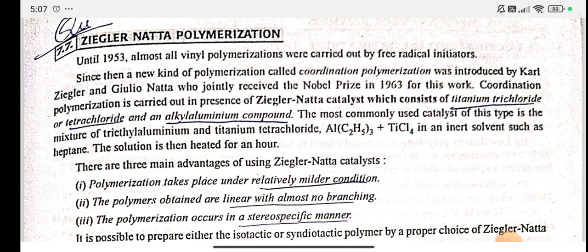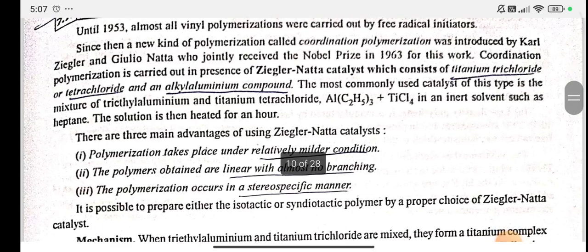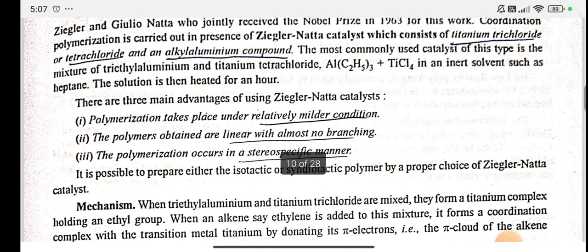Coordination polymerization is carried out in the presence of Ziegler-Natta catalyst, which consists of a titanium trichloride or tetrachloride and an alkyl aluminum compound. The most commonly used catalyst of this type is a mixture of triethyl aluminum and titanium tetrachloride in an inert solvent such as heptane. The solution is then heated for an hour.